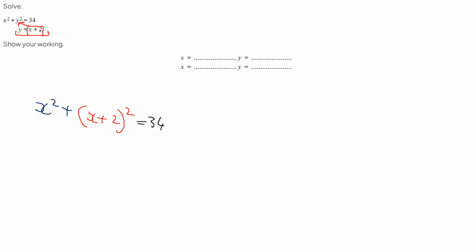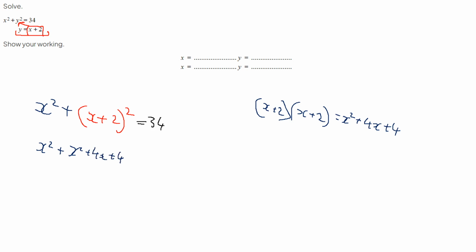So let's expand the bracket first. So x squared plus, and then x plus 2 times x plus 2 is the same as x squared plus 4x plus 4. So we're just going to put that in here. x squared plus 4x plus 4 is equal to 34. And then let's collect the like terms. So 2x squared plus 4x plus 4 is equal to 34.